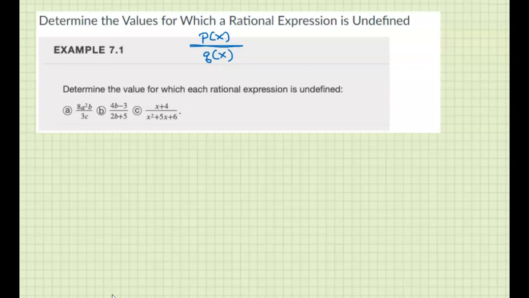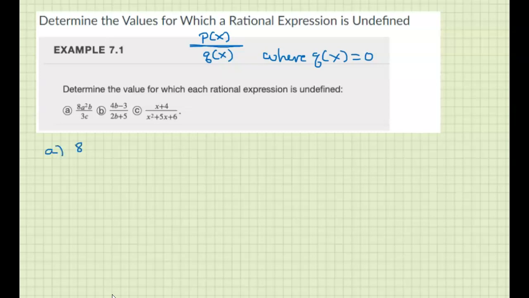So in order to figure out where the rational expression is undefined, you want to figure out where the denominator is equal to zero. Those values are problematic. Those values are where this fraction is undefined because you're dividing by zero. Okay, so let's look at these parts.